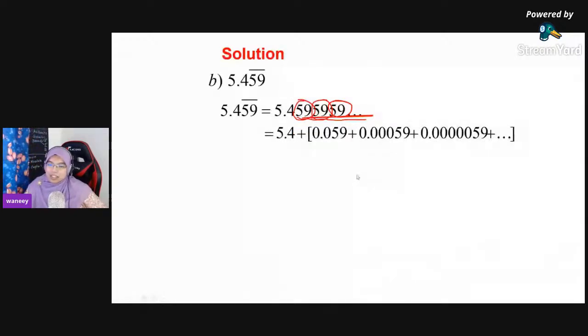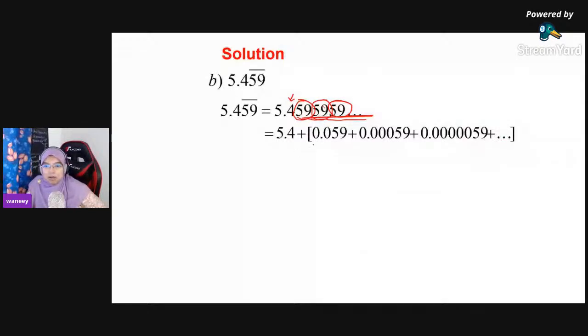Okay, so let us check then. So 5.4 plus, this is the term that goes on continuously. 0.059, so do remember we have 4 over here. So it should be 0.059. And then the second 59 is over here, so 0.00059. The third 59 is over here, so 0.0000059. Okay, so now plus dot dot dot, of course.